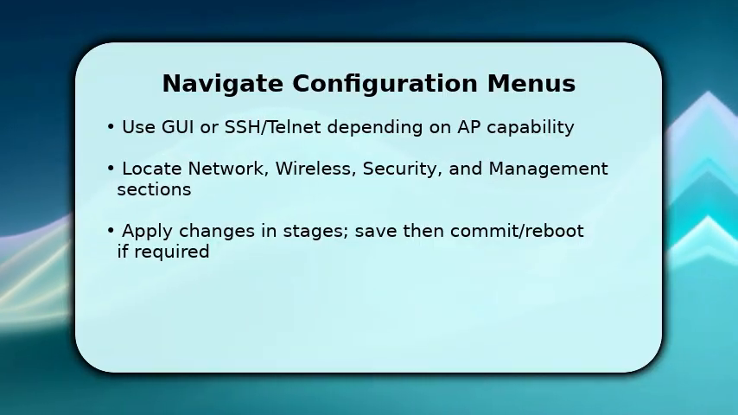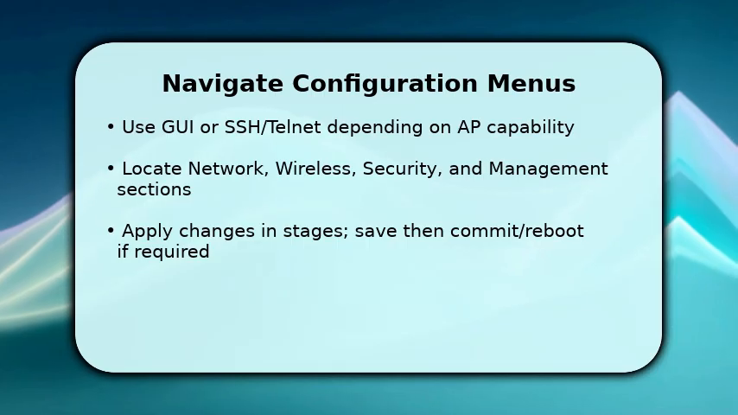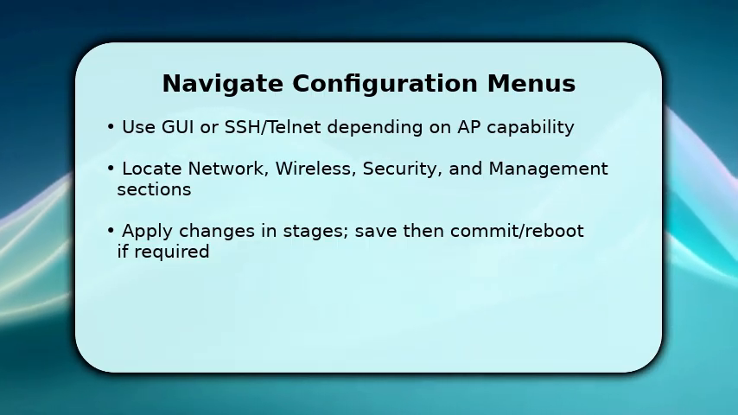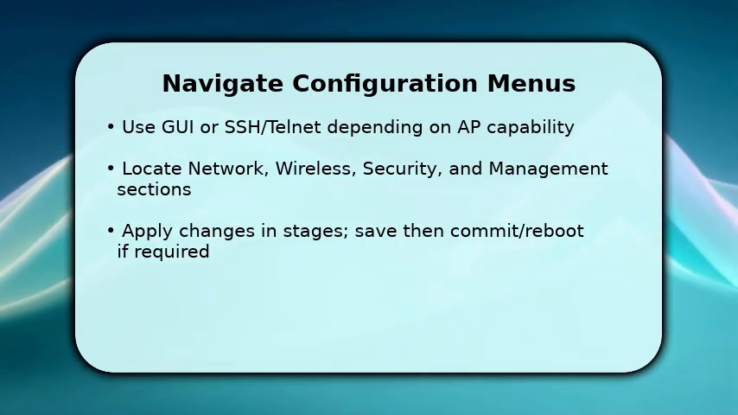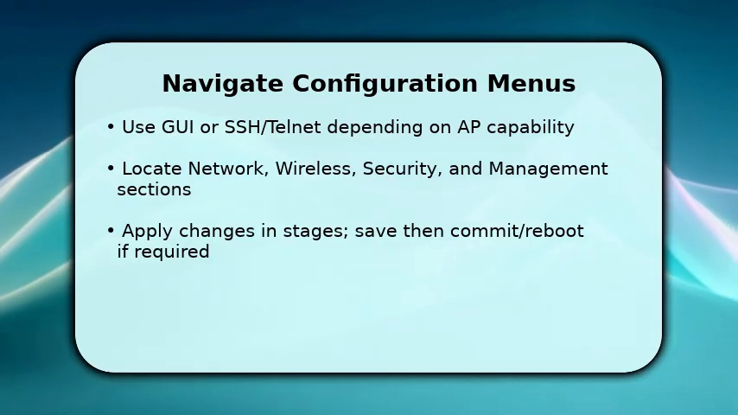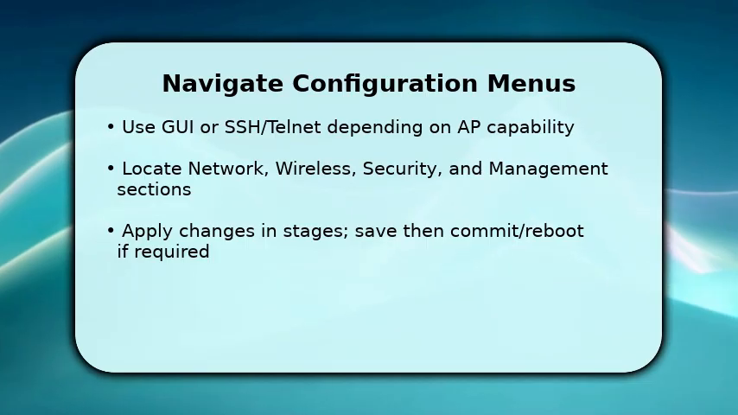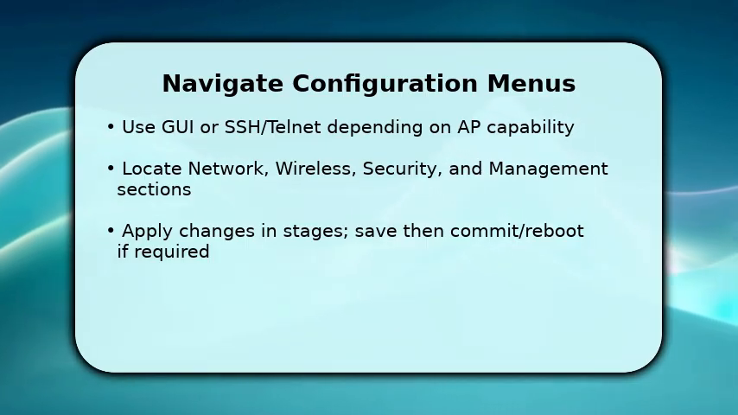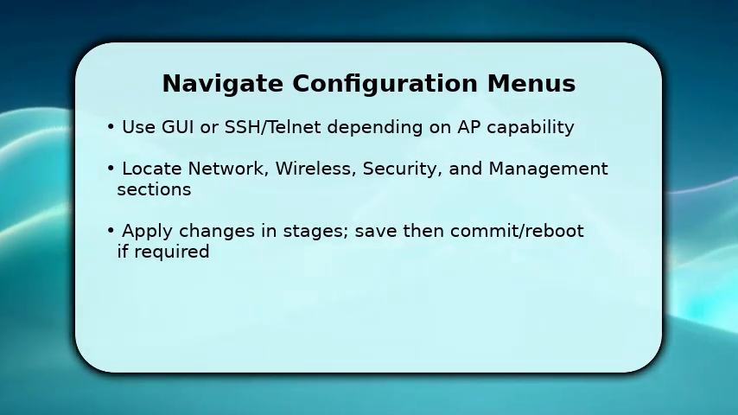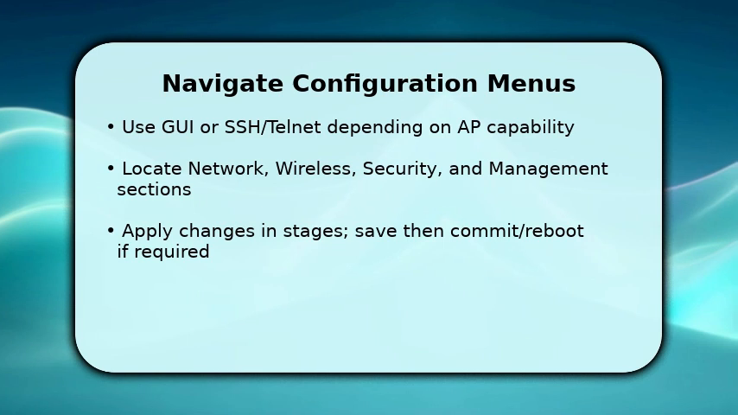Navigate to Network to confirm IP, gateway, and DNS. Then visit Wireless to set SSID, channel, and power. Go to Security to configure WPA2/WPA3, Radius, or ACL. Make incremental changes and use Save or Apply. Many APs require a separate commit or reboot to persist settings.